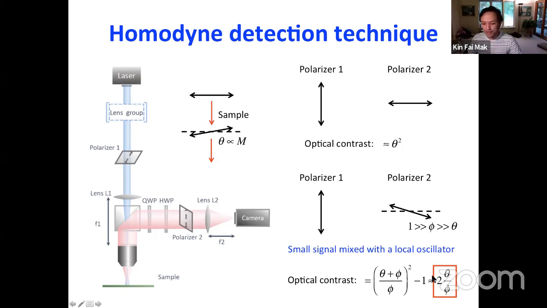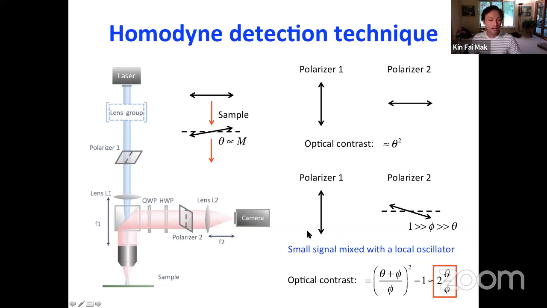And if we take a square of this, which is the total signal, we will actually obtain an optical contrast that is proportional to theta over phi. Now it's no longer a small number squared, but it's actually proportional to a small number. Furthermore, phi is much smaller than 1, so we would expect the optical contrast to be enhanced by many, many times. In fact, we can enhance the signal by close to 1,000 times by just doing this polarization control.